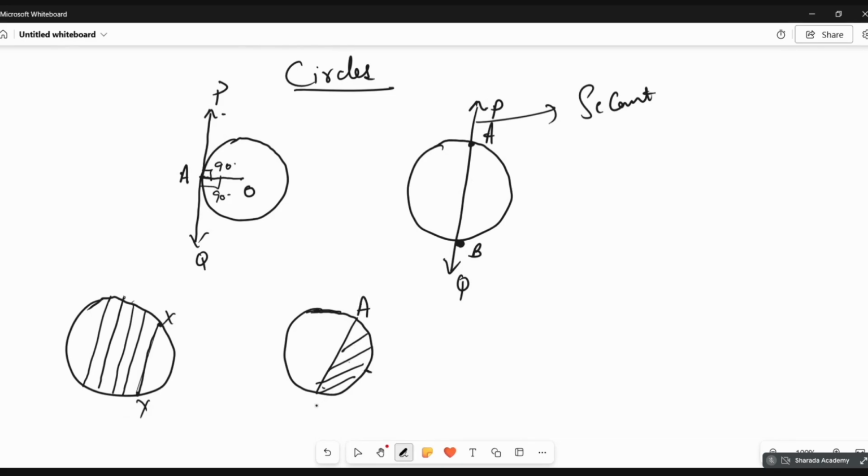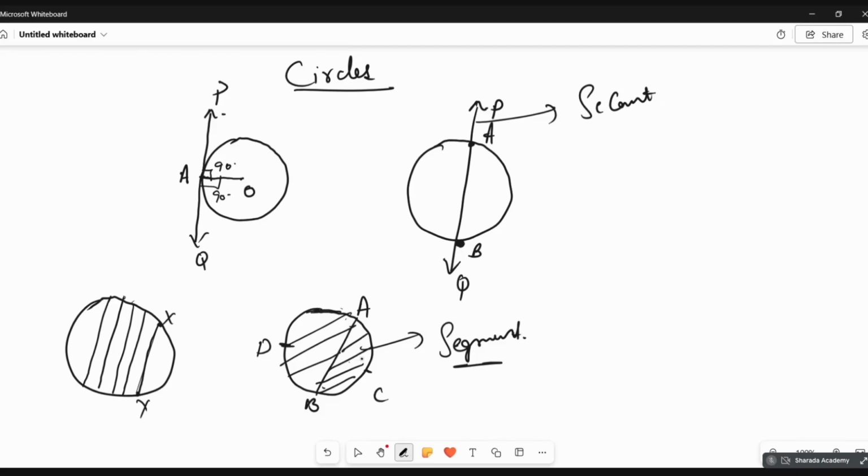If I call this ABC, ABC is a segment of the circle. Segment means an arc of the circle and the chord together make a segment of the circle. And this is also one segment. If I name this point D, ADB is also a segment, because an arc of the circle and the chord make one segment of the circle.